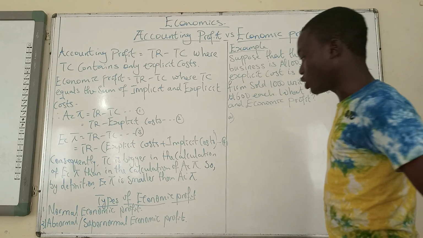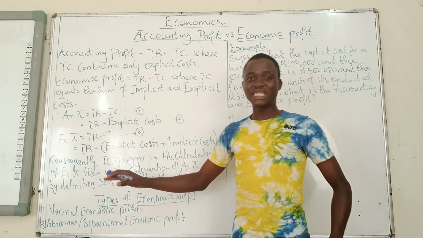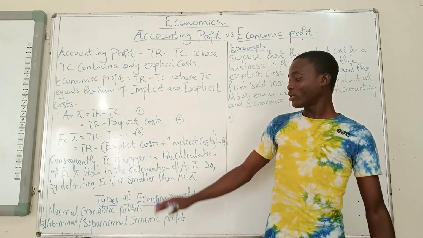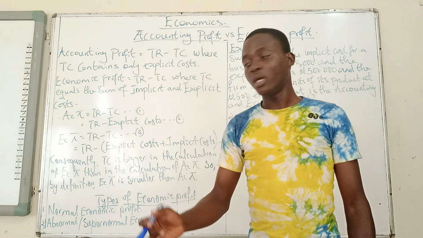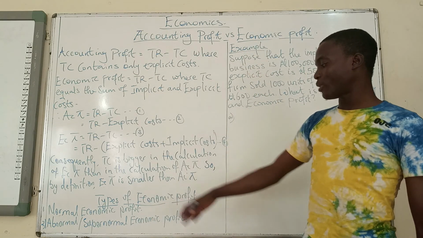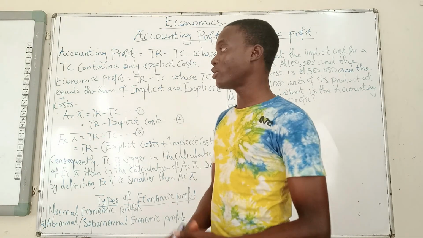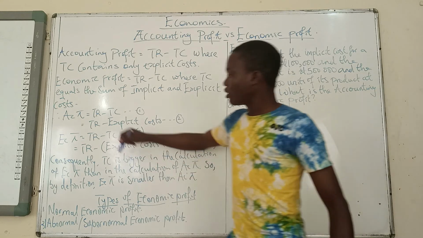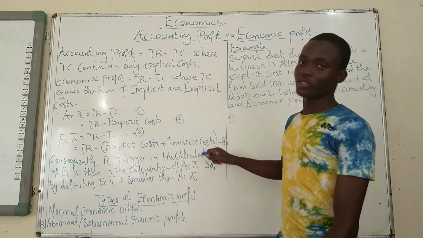Now, what's abnormal or supernormal economic profit? This is just telling you that you are making a positive economic profit. Here, economic profit is 0 because TR equals TC. Abnormal or supernormal economic profit is telling you that TR is greater than TC. Your total revenue is greater than the sum of explicit and implicit cost.